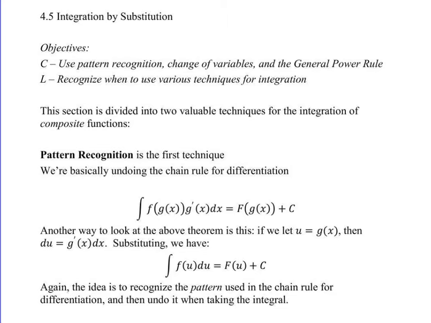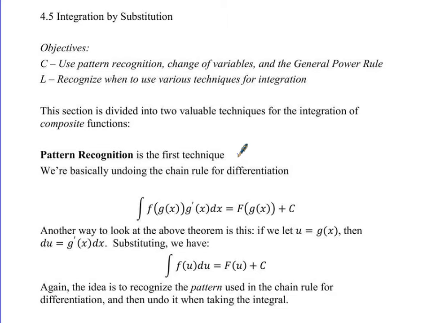Anyway, we have two parts to this section. There's part 1 and part 2. Pattern recognition is the first technique that you're going to learn, and then after that we'll get into integration by substitution. So the first thing we want to do is learn how to recognize patterns, and we've been doing that since we first started, when we were looking through that worksheet. We were using pattern recognition, so you kind of already have that idea. Pattern recognition just undoes the chain rule.